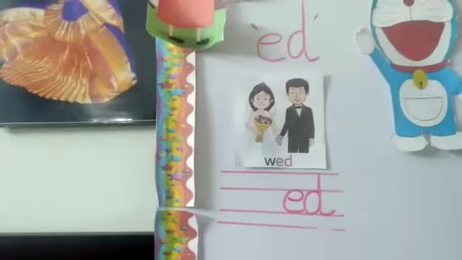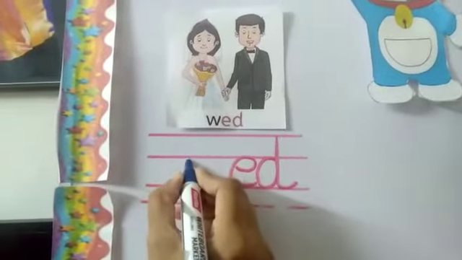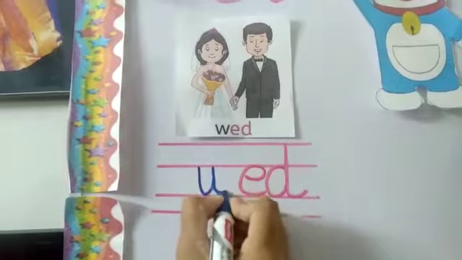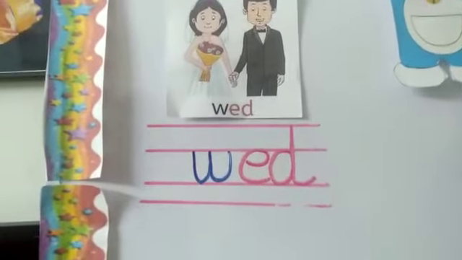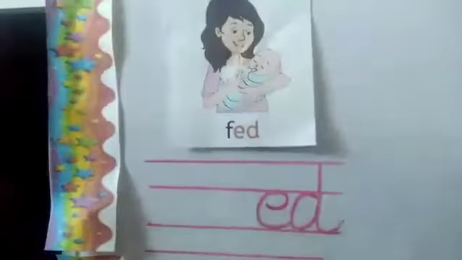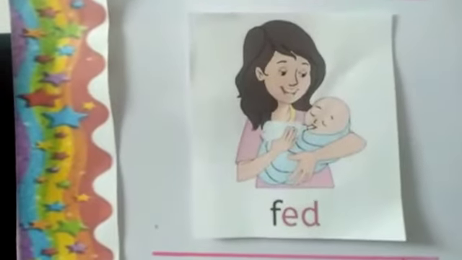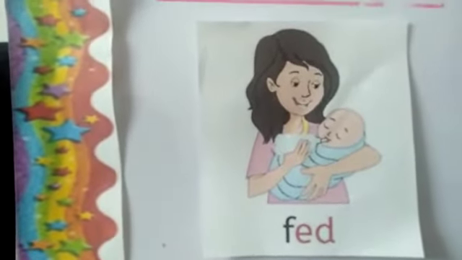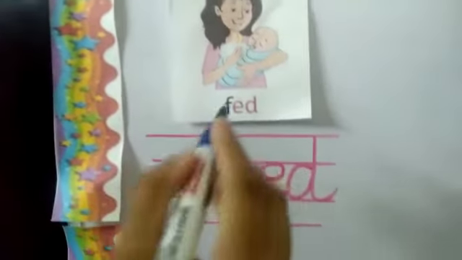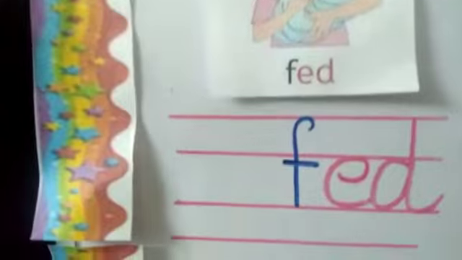What are they doing? They are going to get married. That means wed. W-E-D, wed. Who's this? She's a mother. What is the mother doing to the baby? She's feeding milk. Correct. So what is the feed spelling? F, f, f, a, d, fed.